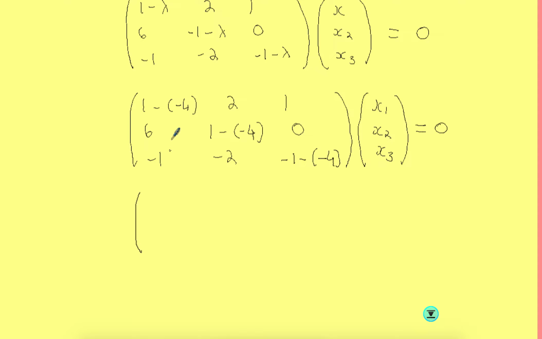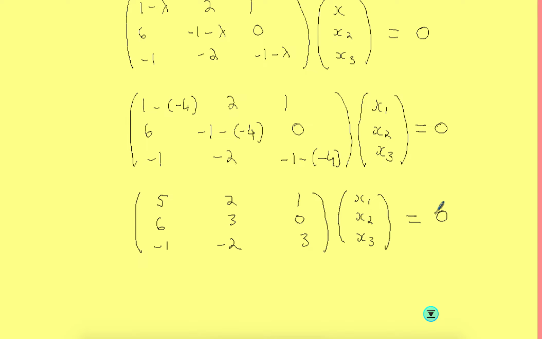So 1, that becomes plus, that's 5, 2, 1, 6, that's negative 1, so negative 1 plus 4 would be 3, 0, negative 1, negative 2, 3, times x1, x2, x3 is equal to 0. Right, let me just check my answer. Let me make sure I've not made any mistakes because of the disappearing lines. No, that looks fine to me.